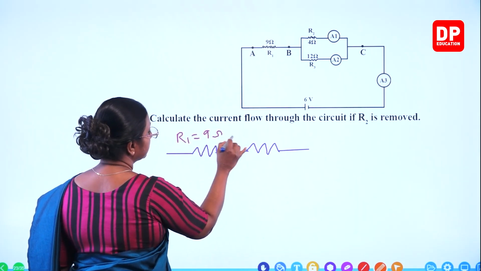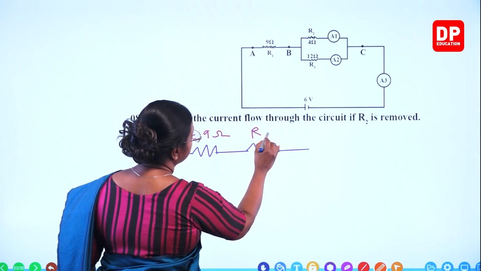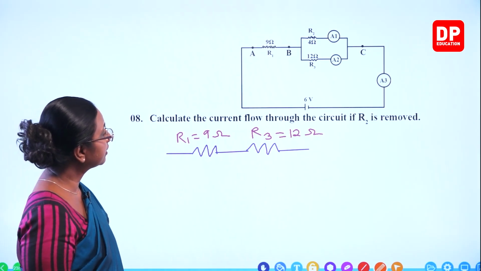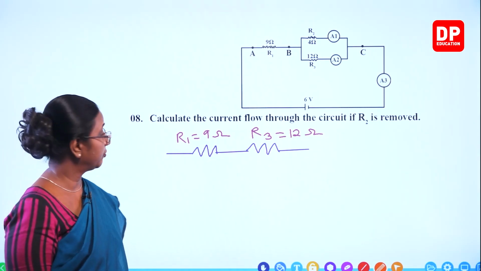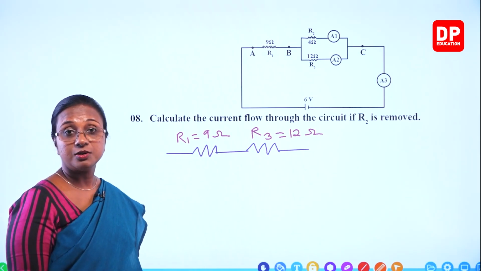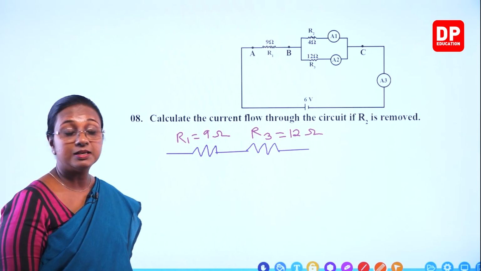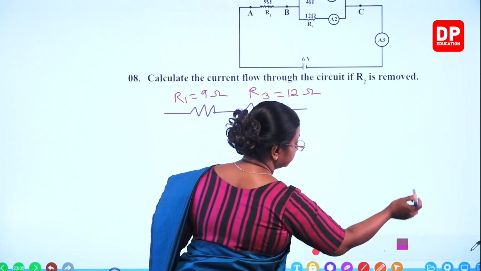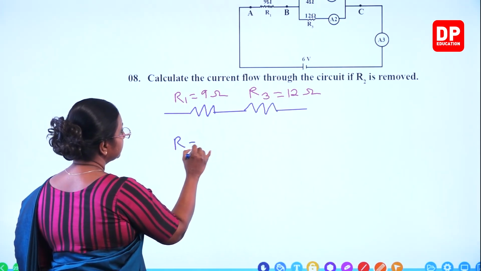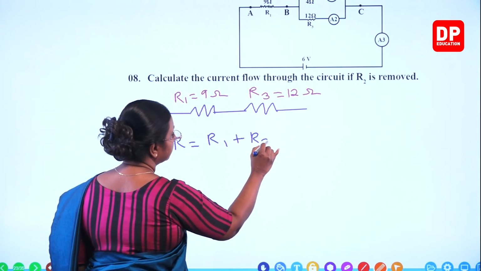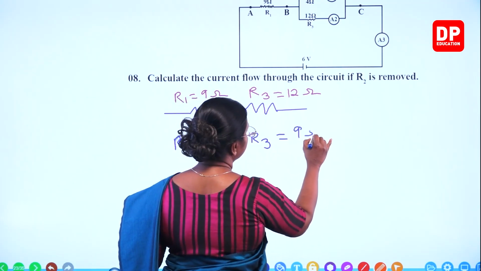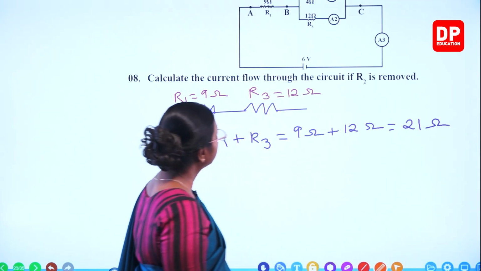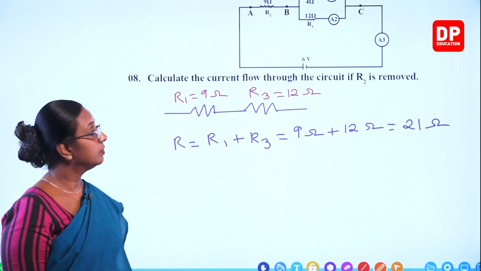R1 is 9 ohms and R3 is 12 ohms. So this is how the resistors are going to be. They will be like a series combination. So how do we get the equivalent resistance? Equivalent resistance is R1 plus R3. So that is equal to 9 ohms plus 12 ohms, 21 ohms.